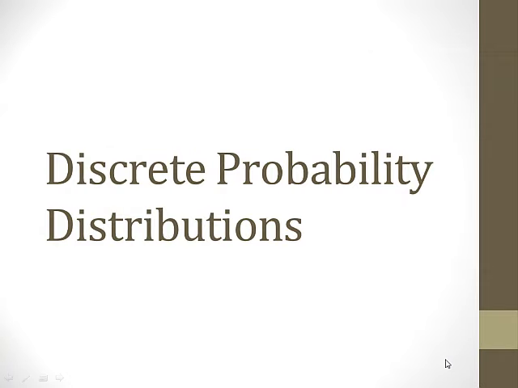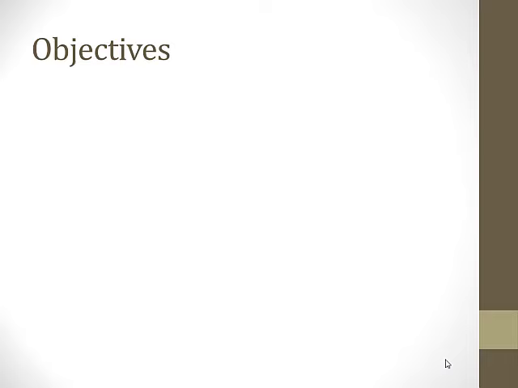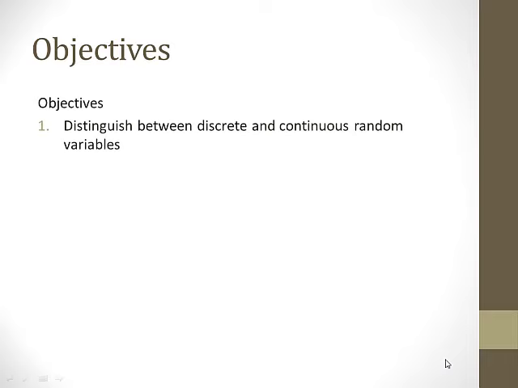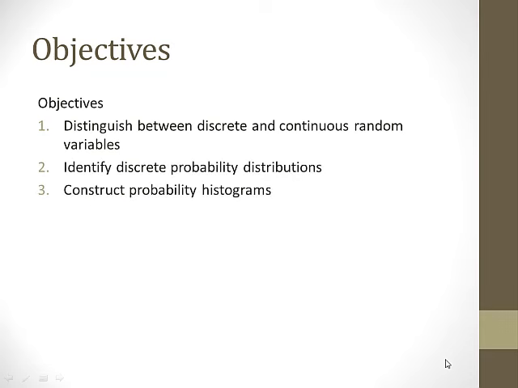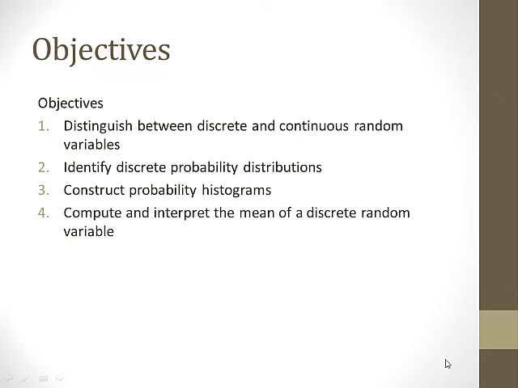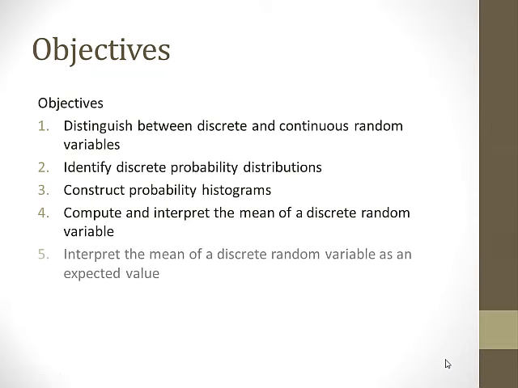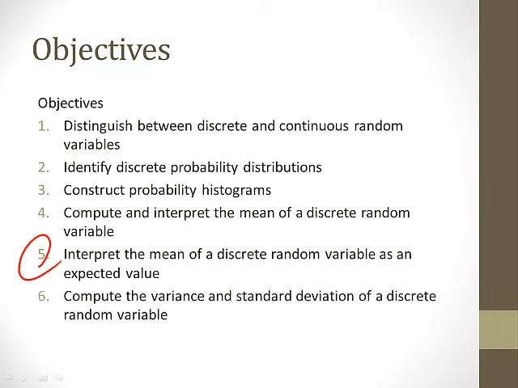This lesson is going to be on discrete probability distributions. So our objectives here: you can distinguish between discrete and continuous random variables, and we've done this a little bit earlier. We just talked about discrete and continuous data. Identify discrete probability distributions, and we're going to construct probability histograms and interpret the mean of a discrete random variable as an expected value. We may actually not do that one. And we're going to compute the variance and standard deviation of the discrete random variable.